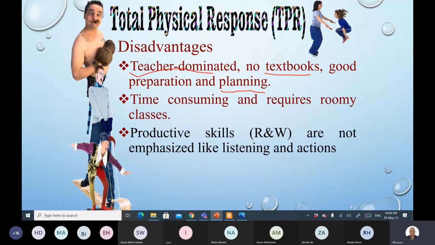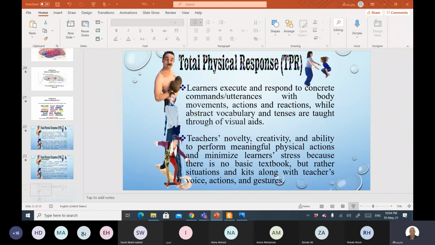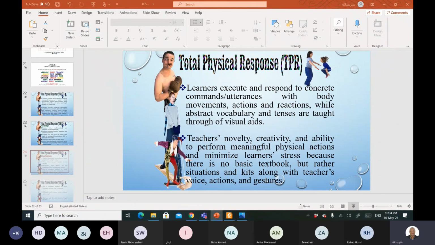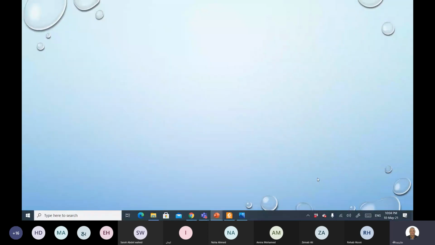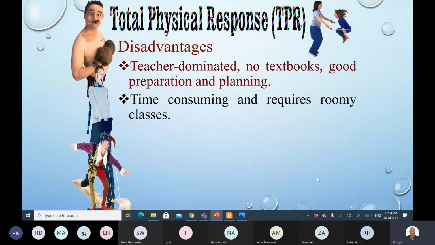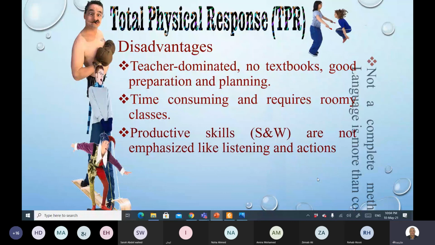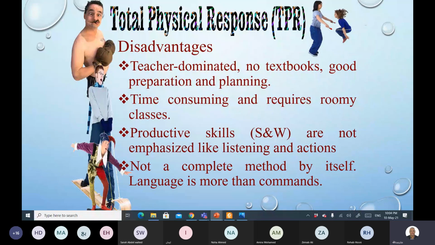The productive skills اللي هي reading, writing والspeaking بالذات are not emphasized like the listening and actions. Listening هنا واخد جانب كبير جدا أكثر من أي واحد تاني، لكن speaking والwriting are not as emphasized as the skills اللي هي listening بالذات. كمان من ضمن disadvantages that it is not a complete method by itself.